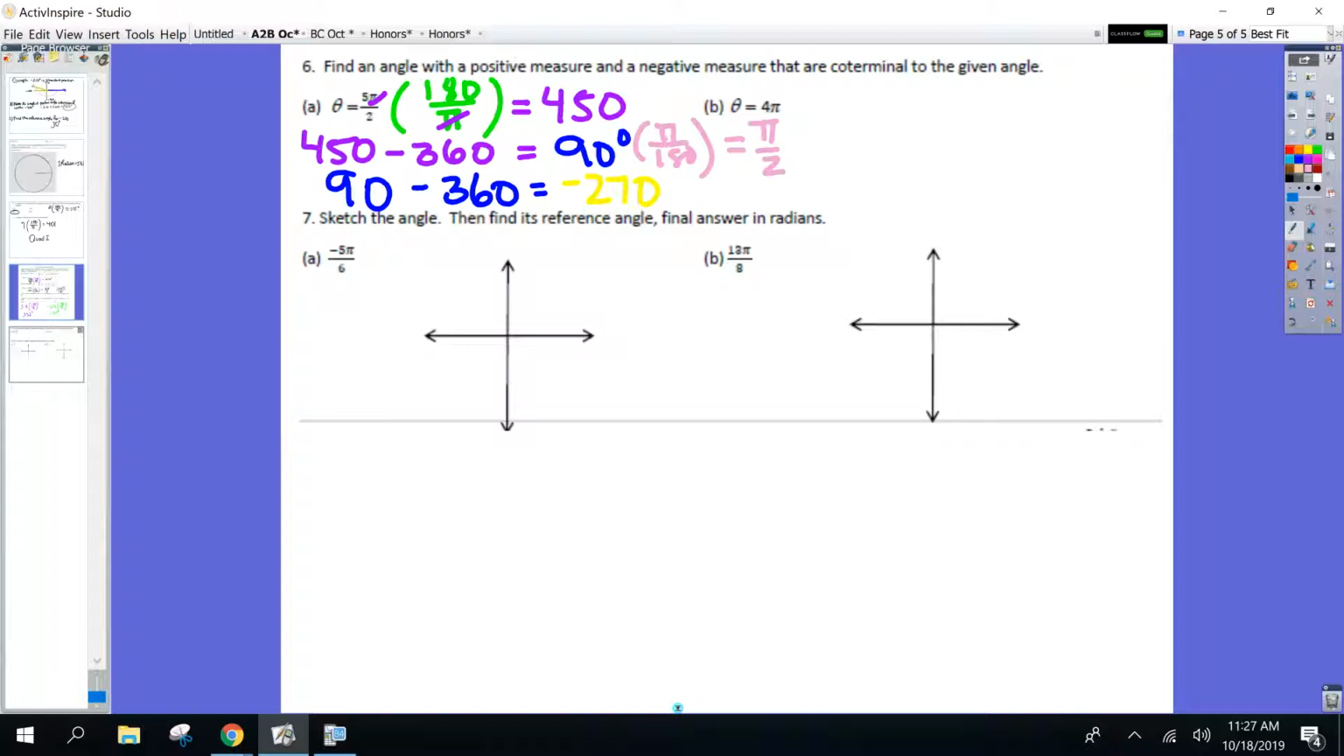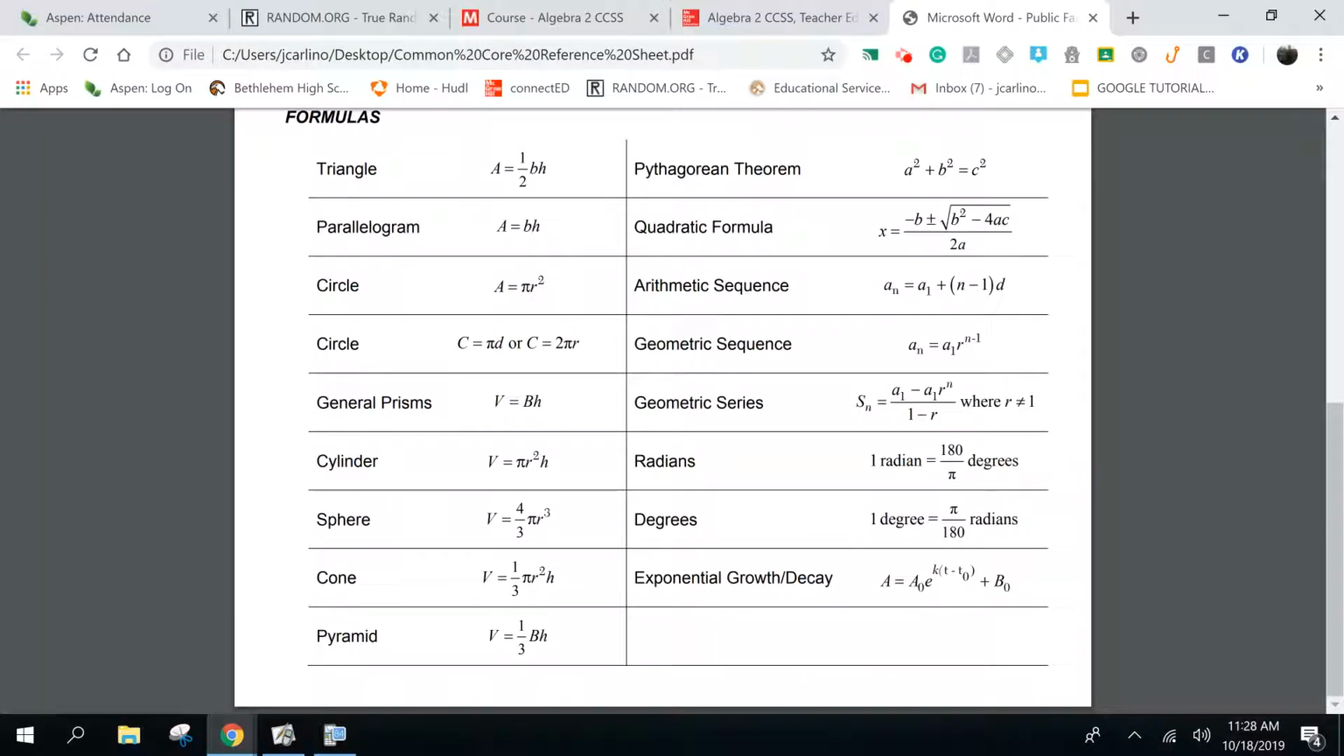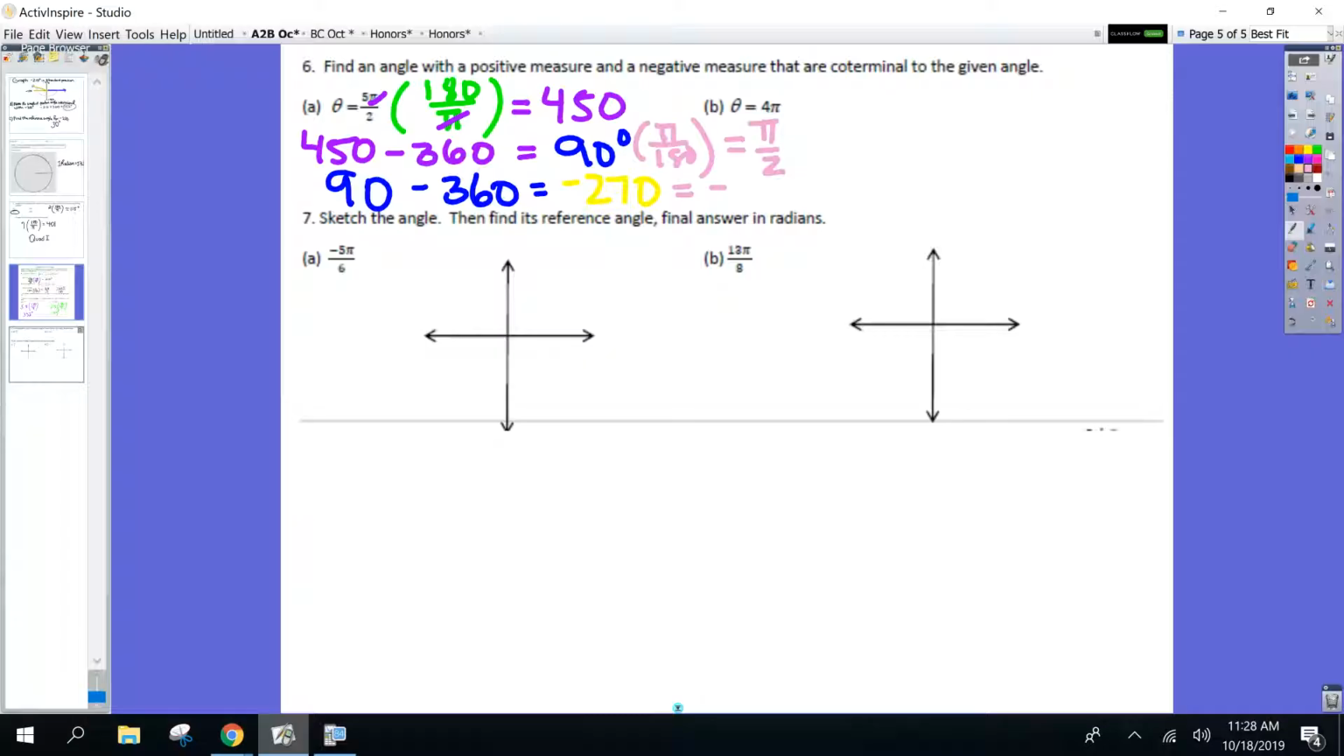Multiply that by pi over 180. So it'll be negative something. And that's going to be what? Negative, what fraction did you get for this one? So you're multiplying it by pi over 180, right? The pi stays in your answer. So the only thing you should be reducing is negative 270 over 180, which your calculator will do for you.